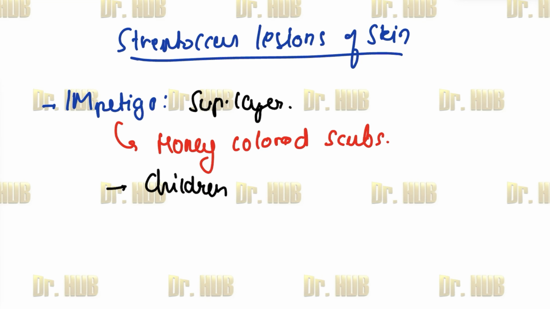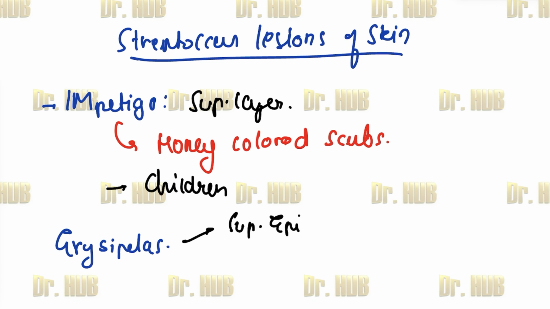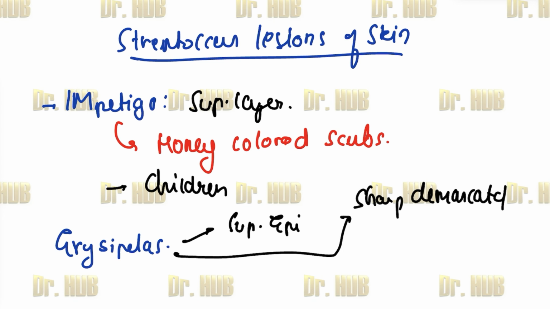Next, we move on to the erysipelas. The erysipelas is an infection of the superficial epidermis, and it is present as erythematous raised lesions with sharply demarcated edges. So it has sharp demarcated edges. So this differentiates it from the surrounding skin. Sharp demarcated edges.